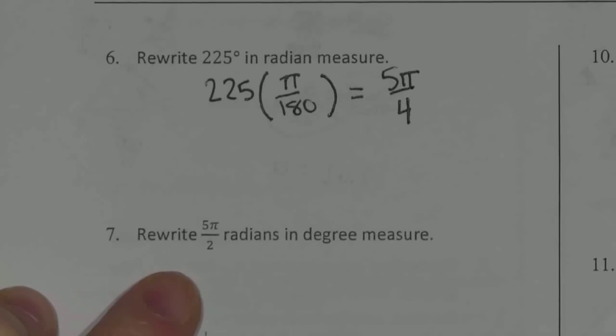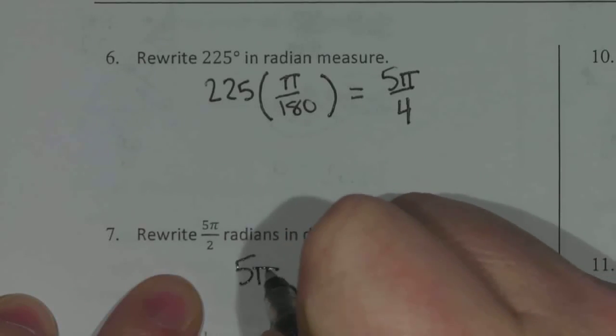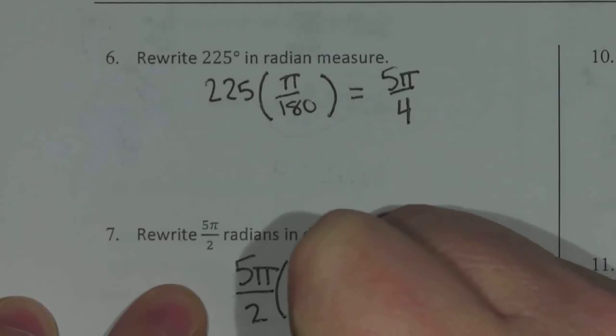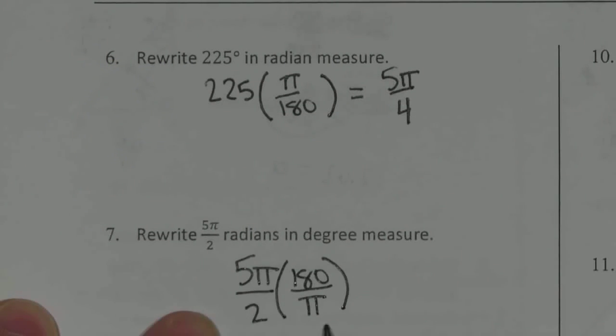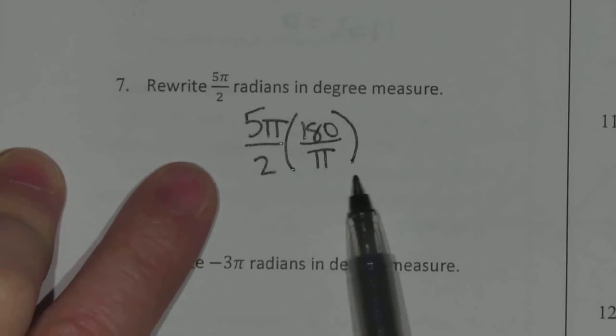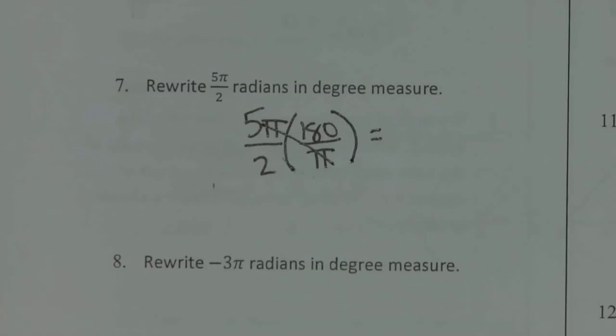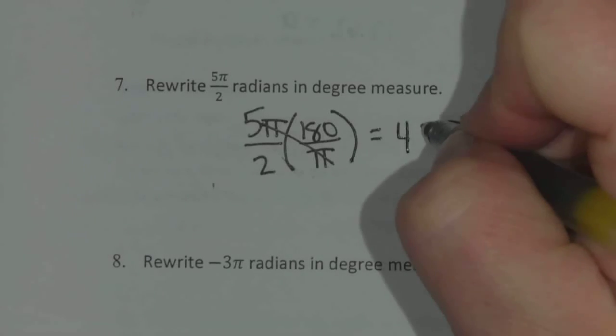All right, the other one goes the opposite direction. So this time I'm going to take that 5 pi over 2 and I'm going to times it by 180 over pi. Because I'm going from radians to degrees, I need those pi's to cancel out, which is why it needs to be on the bottom here. The pi's cancel, and if you punch that in your calculator, it will do that for you. Just let me know what you get. I think it's 450. Yeah. So 450 degrees.